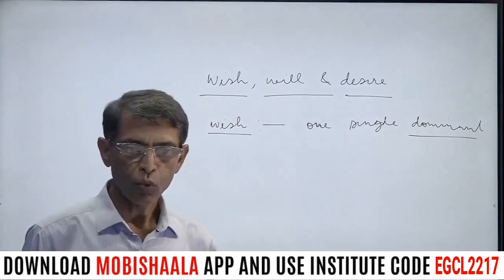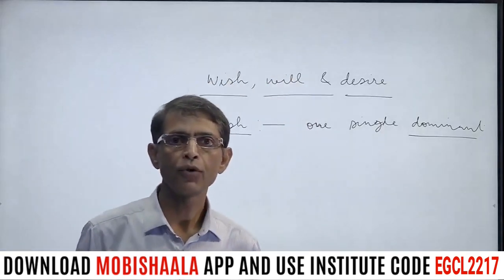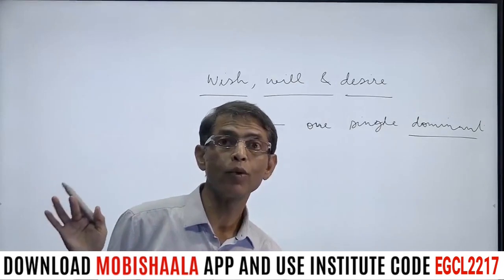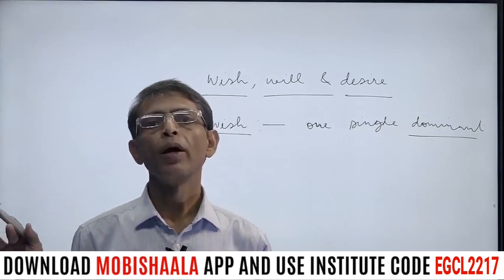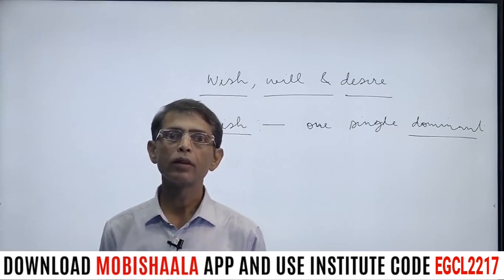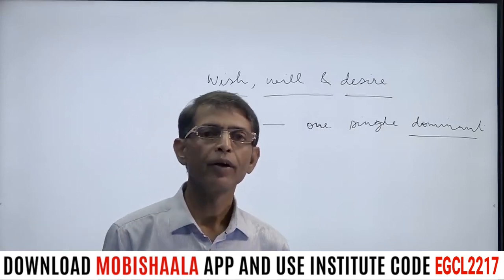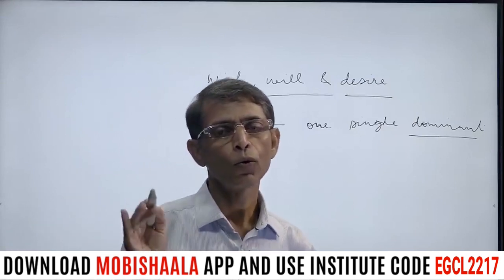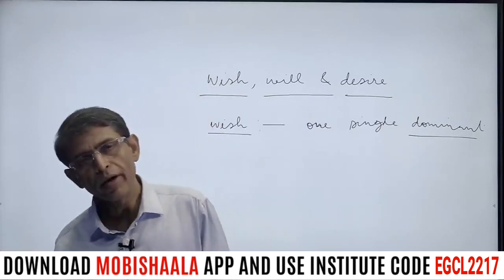But this one single dominant desire doesn't work. That's why there is a very meaningful proverb in English: if wishes were horses, then beggars would ride. You understand? Again I repeat, if wishes were horses, then beggars would ride.